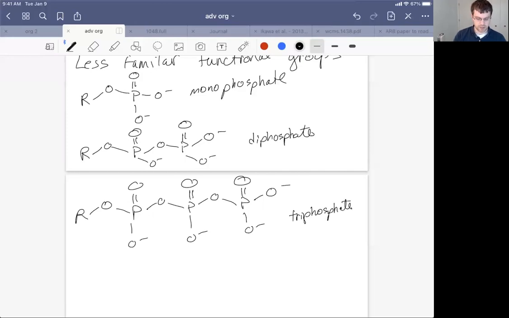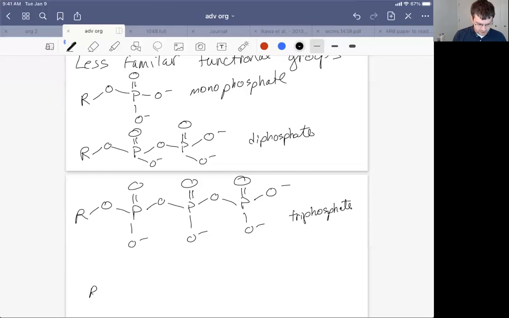And you don't see structures beyond triphosphates because triphosphates are inherently so unstable. They're not so unstable that we don't see them. Obviously, ATP, adenosine triphosphate. It's just that the triphosphate group is not that stable. It tends to break down already, so making a fourth phosphate really makes things difficult.